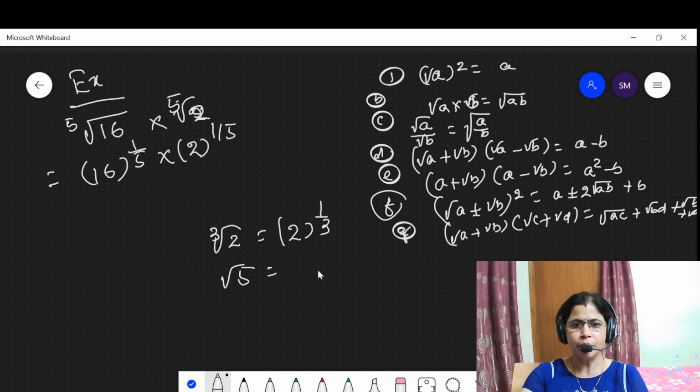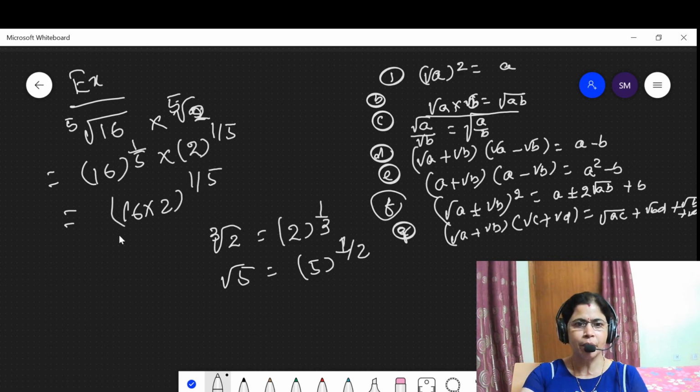Simply, root 5 means 5 to the power 1 upon 2, you know. In this way, the fifth root of 16 means 16 to the power 1 upon 5, and the fifth root of 2 means 2 to the power 1 upon 5. Then use these identities. In this way, we can write 16 into 2 to the power 1 upon 5, which is equal to 32 to the power 1 upon 5.